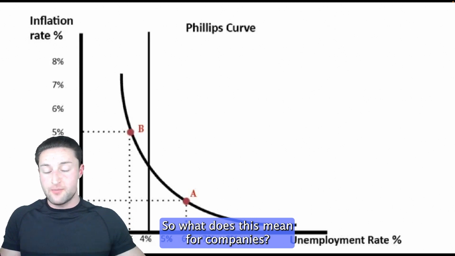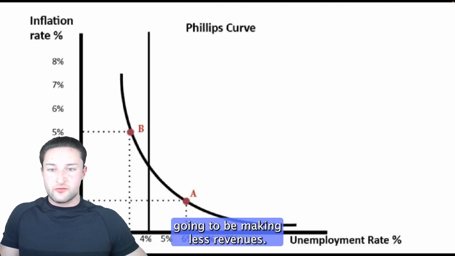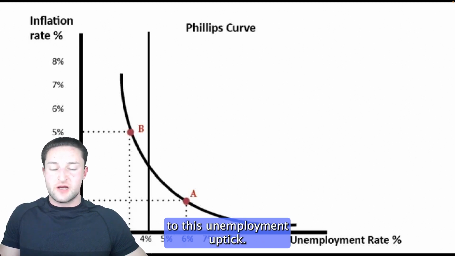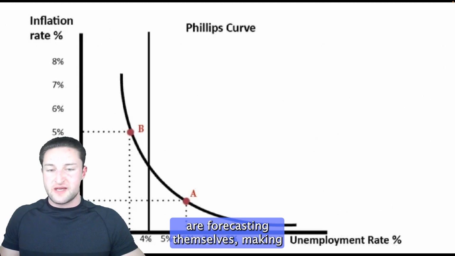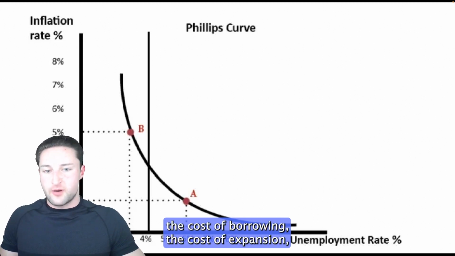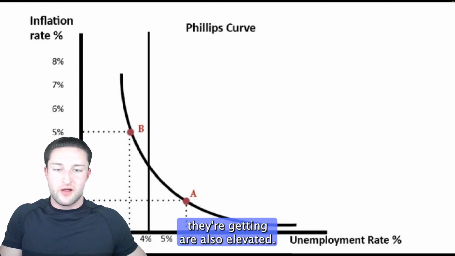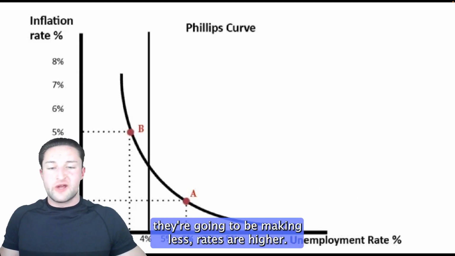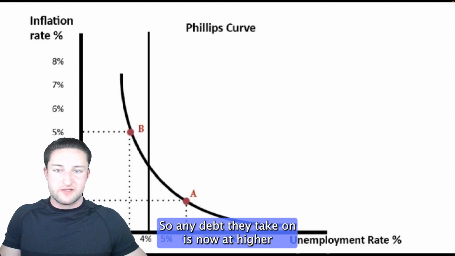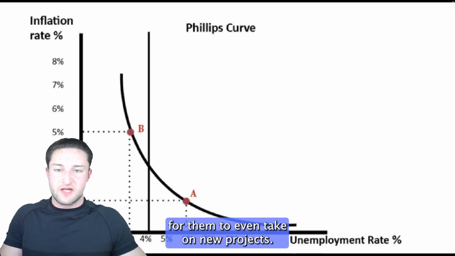So what does this mean for companies? Ultimately, by holding higher for longer, companies are going to be making less revenue. And that's ultimately what leads to this unemployment uptick. It's a domino effect where companies are forecasting themselves making less for the calendar year, and the cost of borrowing, the cost of expansion, the cost of production is all up, right? Because you have to think the input goods they're getting are also elevated. Everything is more expensive. They're now forecasting they're going to be making less. Rates are higher, so any debt they take on is now at higher interest rates. So it's less profitable for them to even take on new projects.